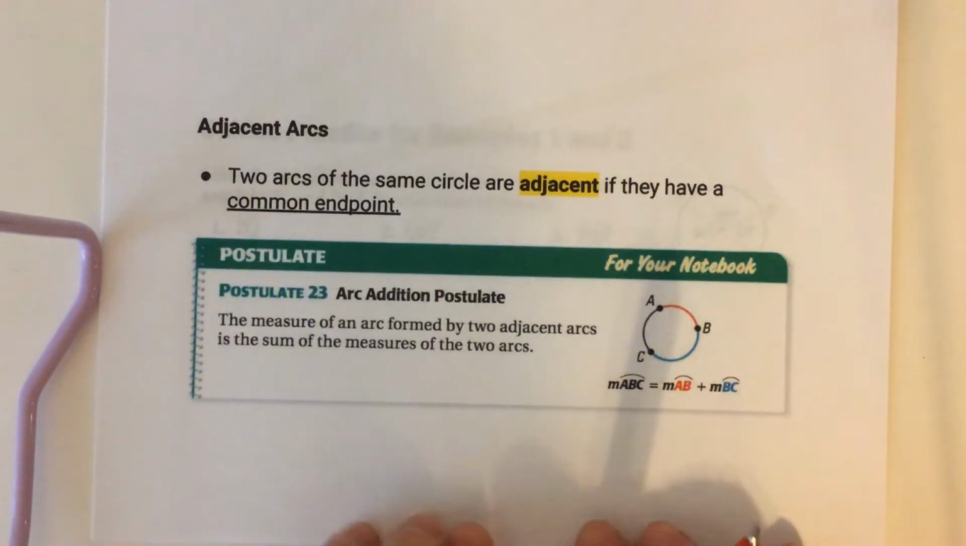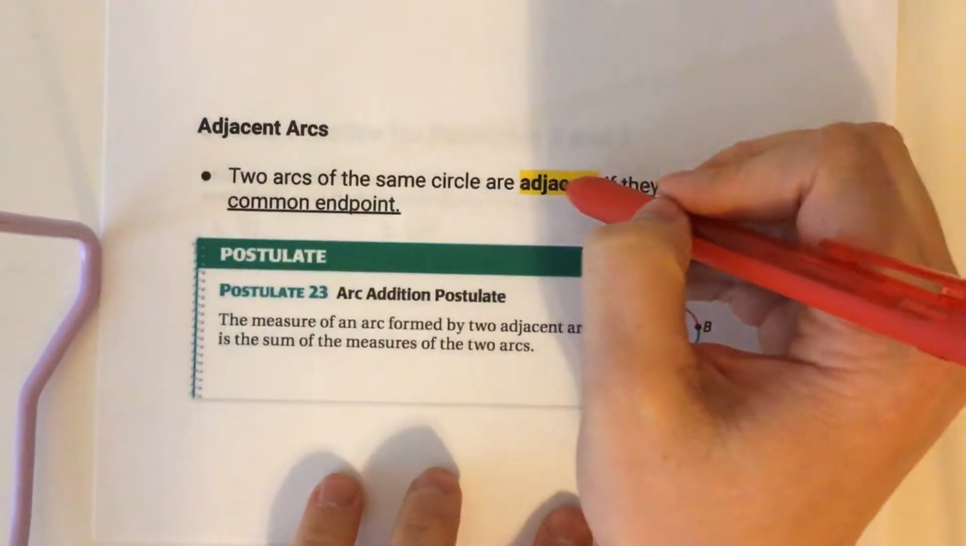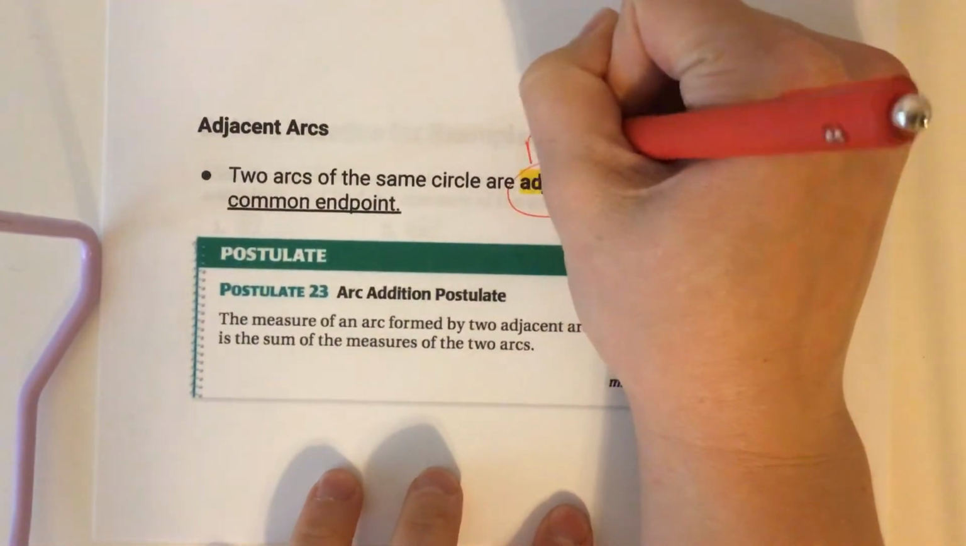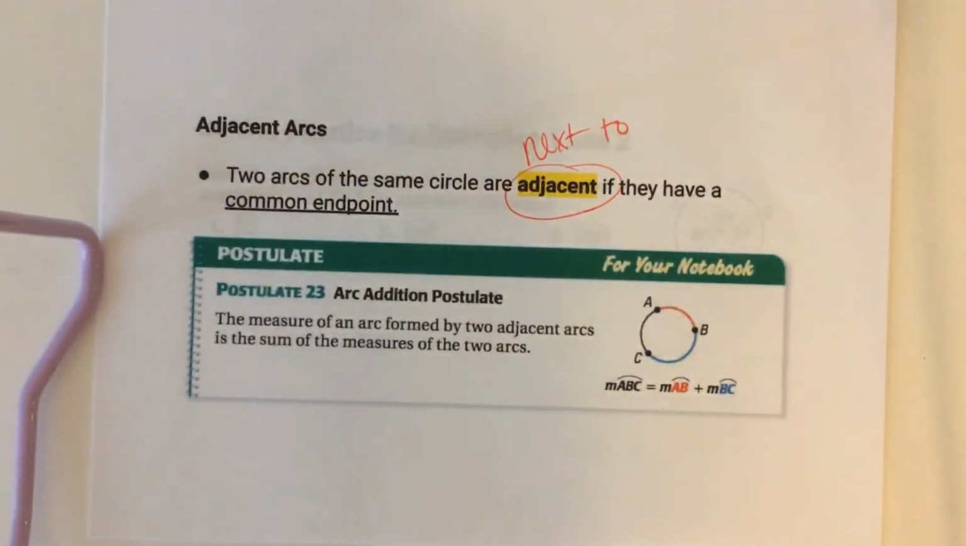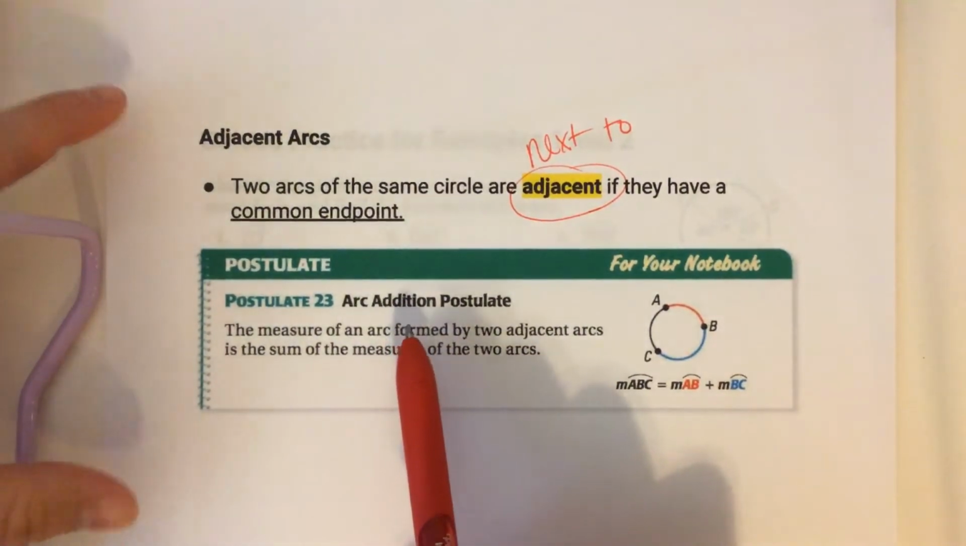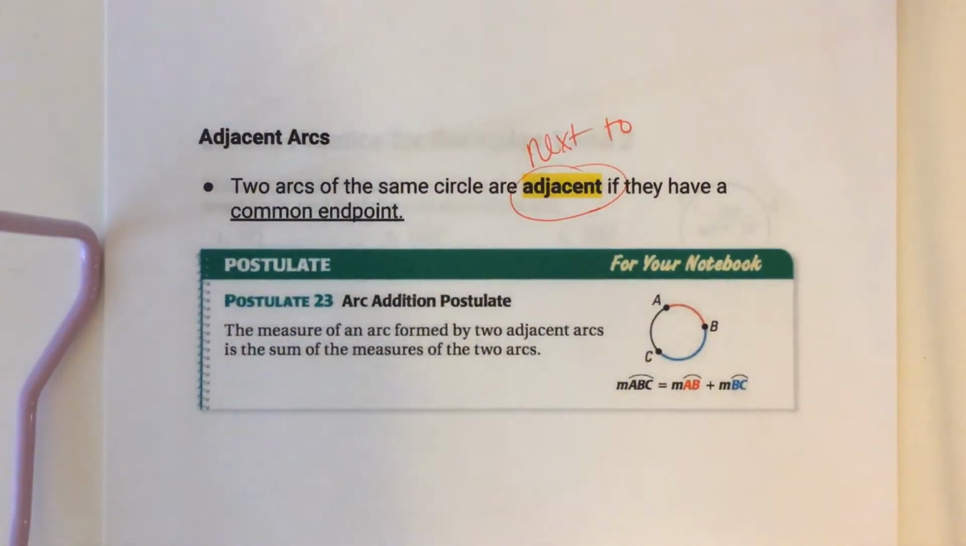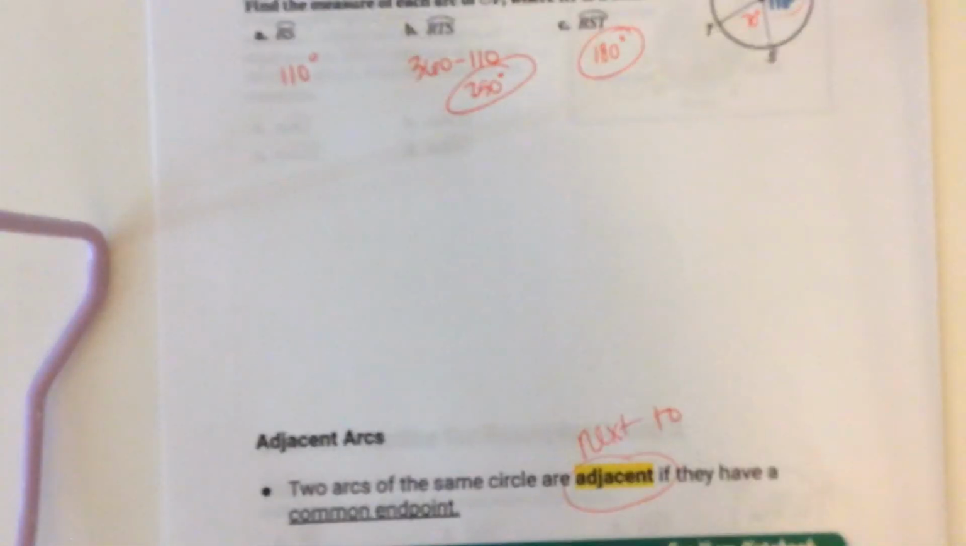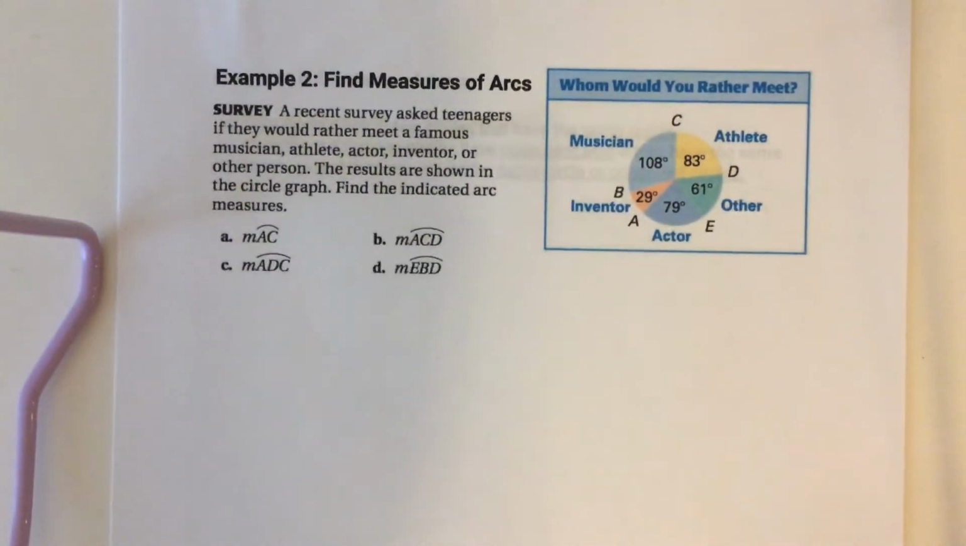Well, when we have two adjacent arcs, so remember, adjacent just means they're next to each other, they're connected, they have a common endpoint. We can add them together using arc addition, just like we use segment addition and angle addition, which is just what I showed in the last example. So let's see what that looks like in a word problem. Let me focus this, there we go.